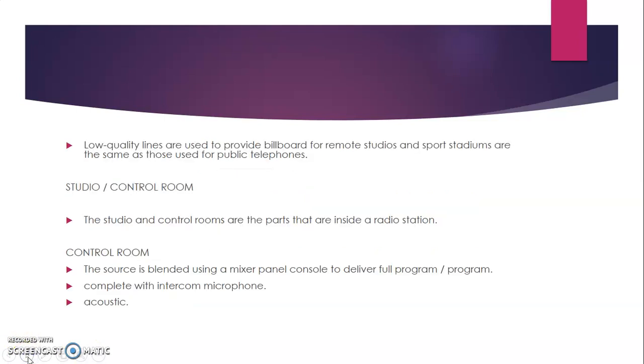Low quality lines are used to provide billboards for remote studios and sports stadiums, the same as those used for public telephones. The studio and control room are part of the inside of a radio station. The control room is where the source blender, the user mixer panel, chooses and delivers the full program, complete with the intercom, for example microphone and acoustics. The control room must be acoustic, to avoid the noise and so on.